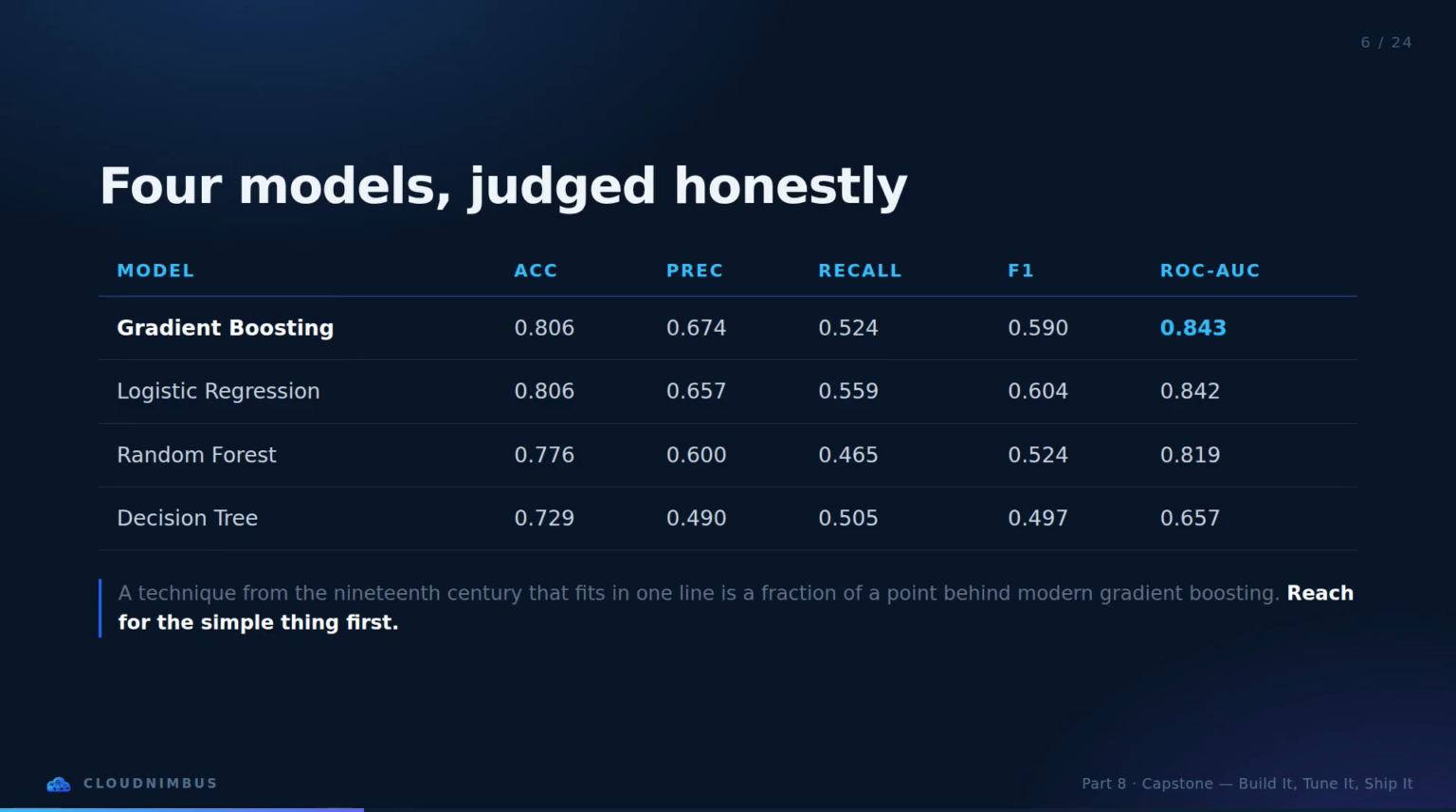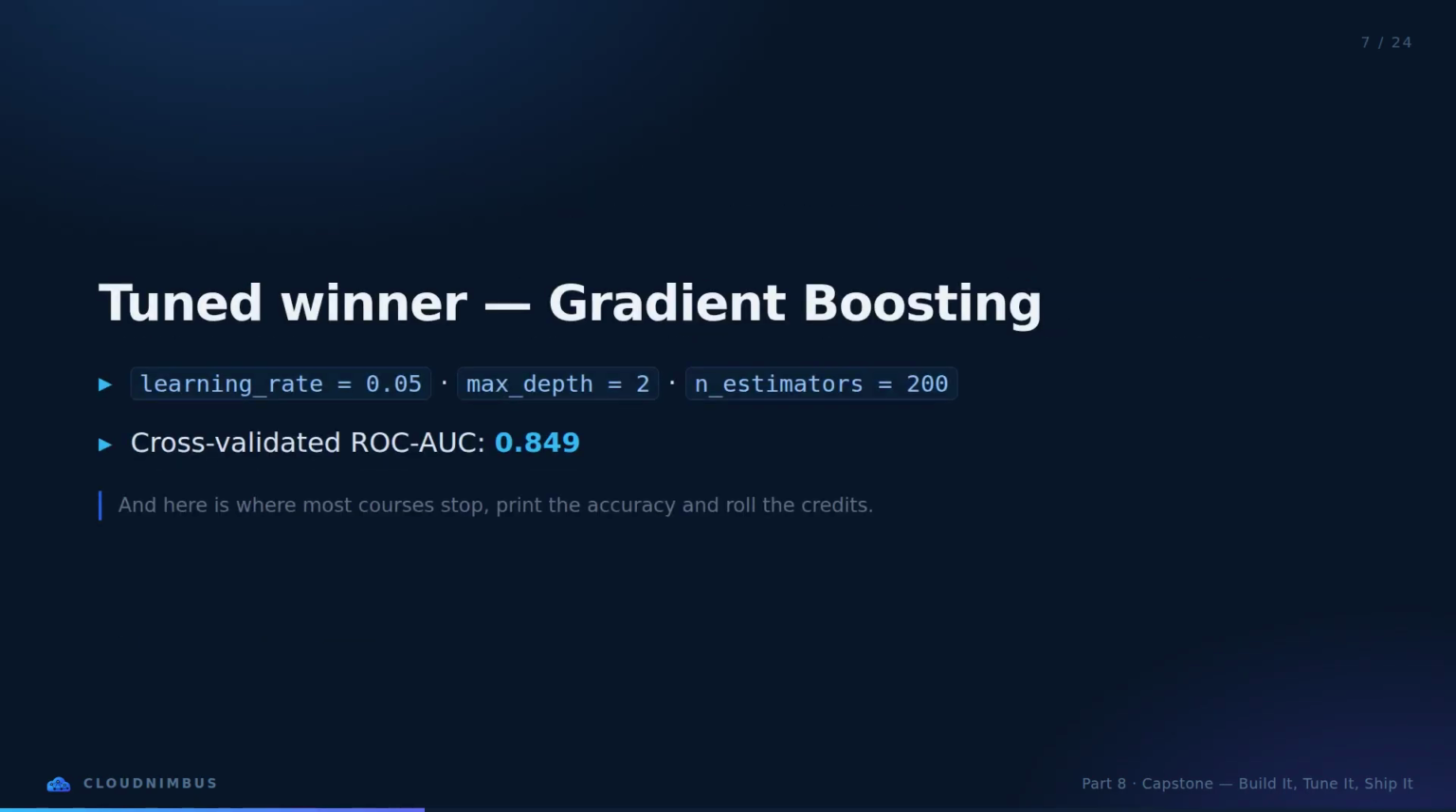Step 4, compare. We fit 4 models through the same pipeline and lay them out side by side. Not just accuracy on its own lies, and Part 5 showed you exactly how. Gradient boosting, 80.6% accuracy, precision 67.4, recall 52.4, and an ROCAUC of 0.843. Logistic regression, right behind it, 80.6, 65.7, 55.9, and 0.842. Random forest, 77.6% accuracy, and a plain decision tree trailing at 72.9, with an ROCAUC of 0.657.